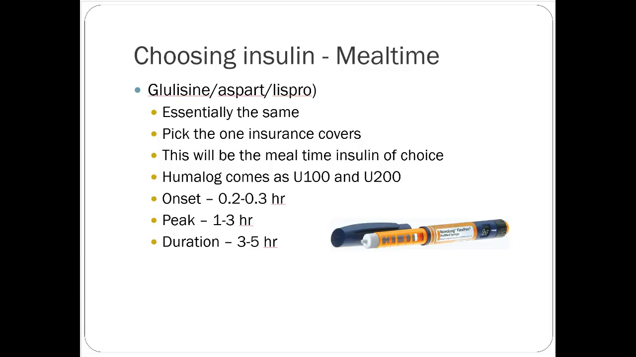Your onset is very, very quick. You're looking at less than half an hour for an onset. Peak effect 1 to 3 hours. Duration about 3 to 5 hours. So if you're ever wondering, if I give somebody a shot of insulin in an urgent care or ER, how long is it going to take for their sugar to come down? These are good numbers to know.